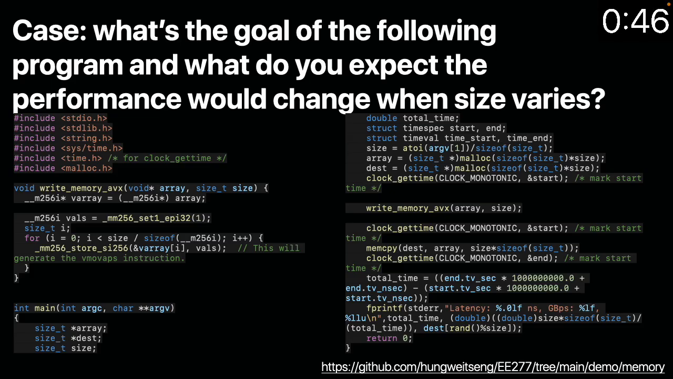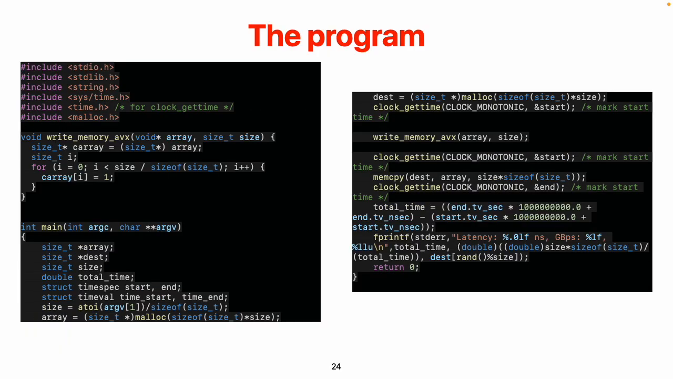All right, what do you guys think? What's the code? This is pretty trivial. What's the program about? Am I measuring the right latency? We're doing a memset before the memcpy. We are doing the memset and then the memcpy. And which latency am I measuring? The memcpy. Okay.